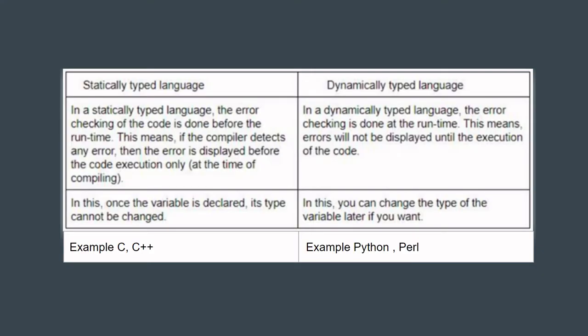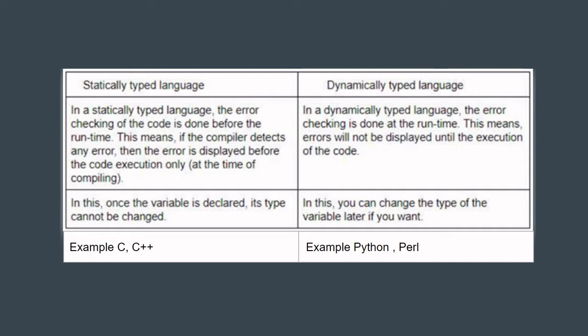The other differences between a statically typed language and a dynamically typed language are: in a statically typed language, the error checking of the code is done before the runtime. This means if the compiler detects any error, then the error is displayed before the code execution only, not at the time of compiling. Whereas in a dynamically typed language, the error checking is done at the runtime. This means errors will not be displayed until the execution of the code.